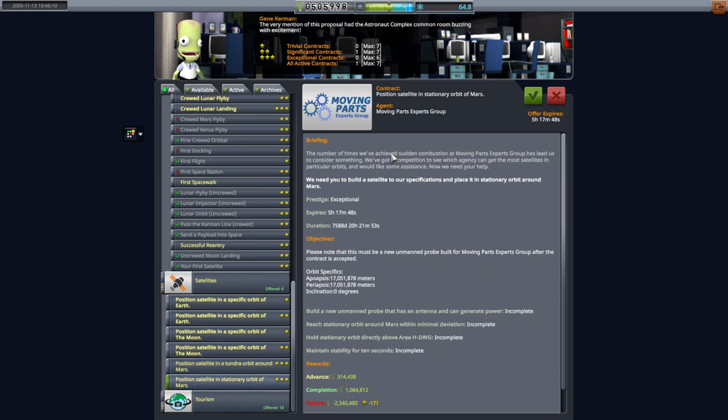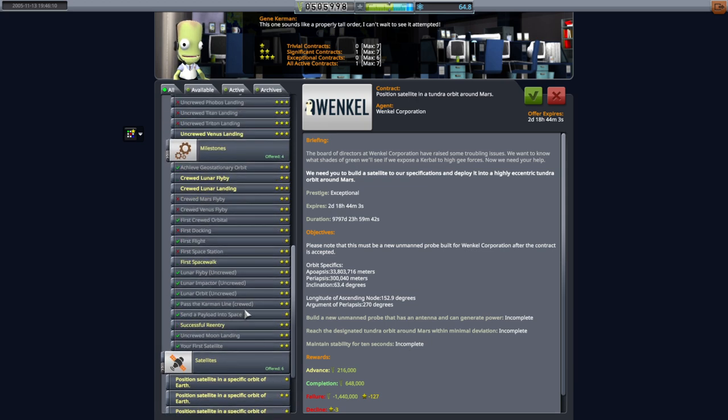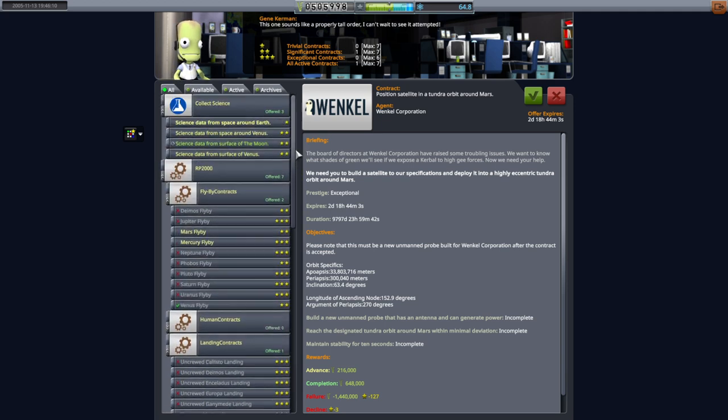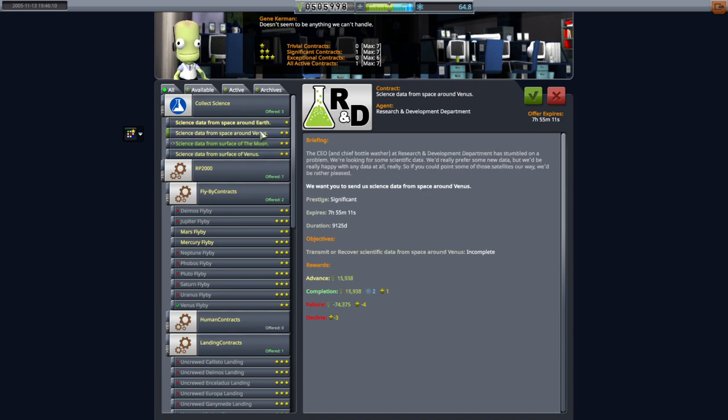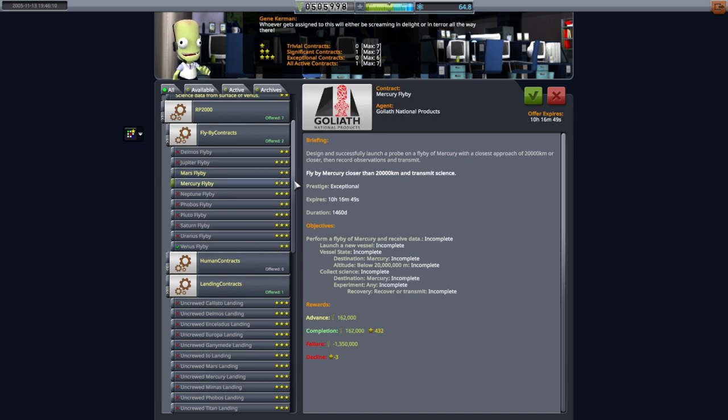This is a synchronous orbit, apparently. Stationary orbit. That's very lucrative. Directly above a particular area. Otherwise, it's not asking for much. This one is the tundra orbit. But it is a particular orbit that we would have to get into. So lots of delta V needed, and of course communication. I would like to do Venus more because I'm more confident in our ability to communicate to Venus, but these contracts aren't worth it. The Mars flyby contract, there's also the Mercury flyby.